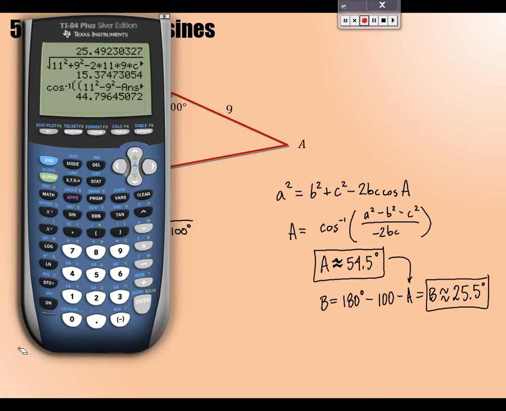But the law of sines. I'm not confident in myself anymore. Wait, what?